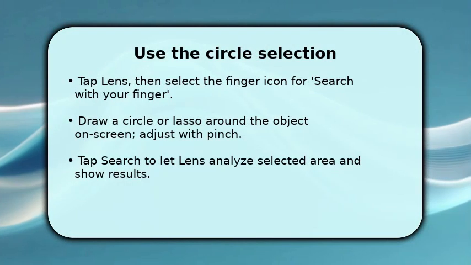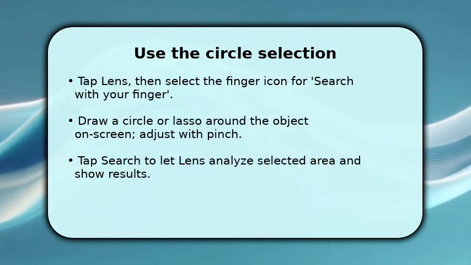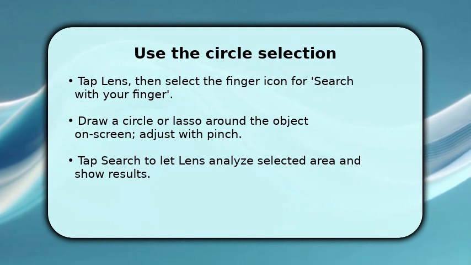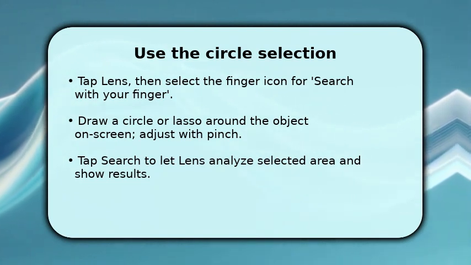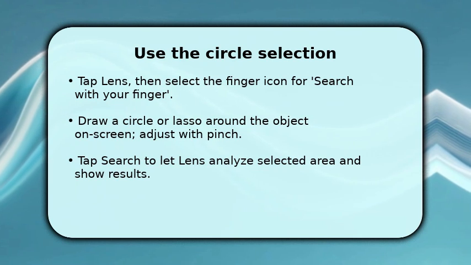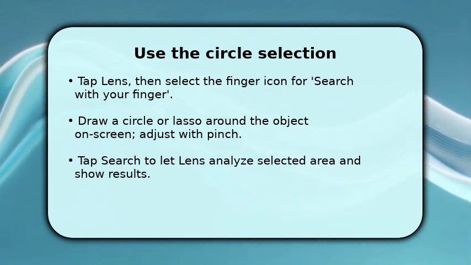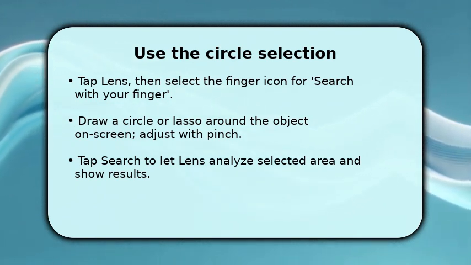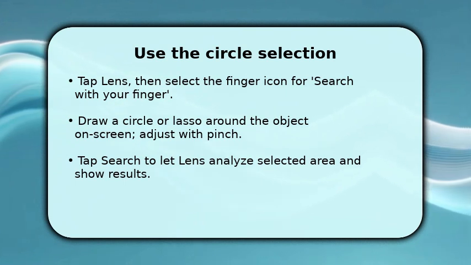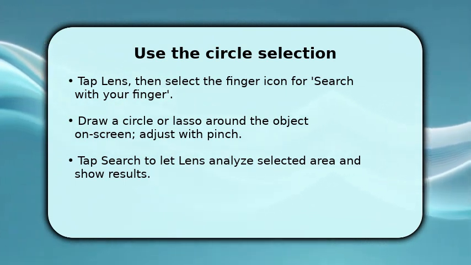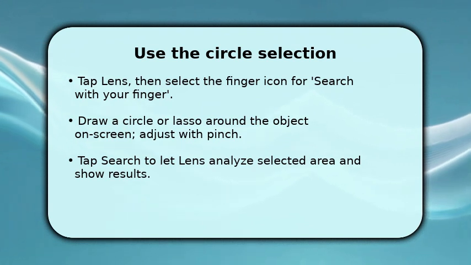Now you'll perform the circle selection. Tap the finger or lasso option labeled Search with your finger. Then, using your finger, draw a circle or lasso tightly around the object or text you want to identify. Make sure the subject fills most of the selection. If needed, pinch to zoom or move the selection handles for clarity. When the selection is accurate, tap the search button.